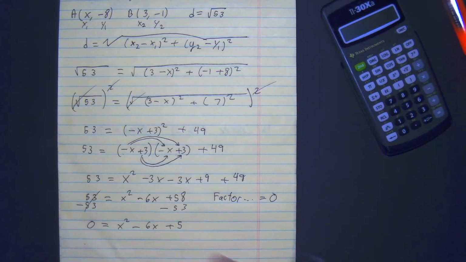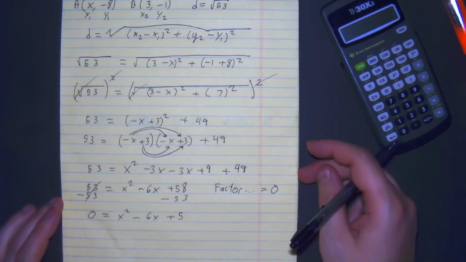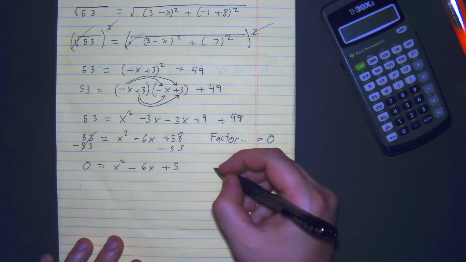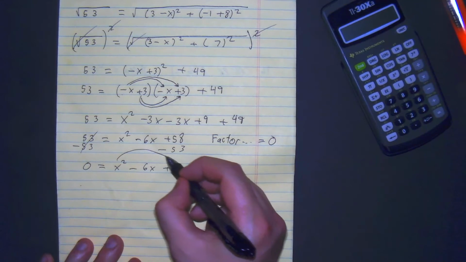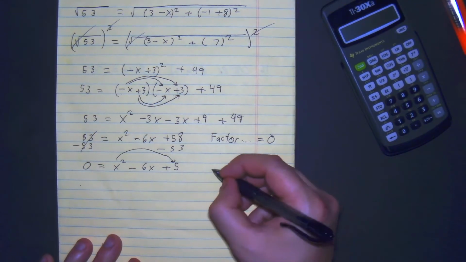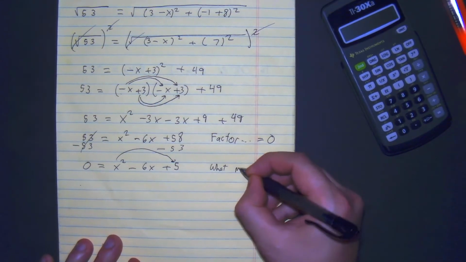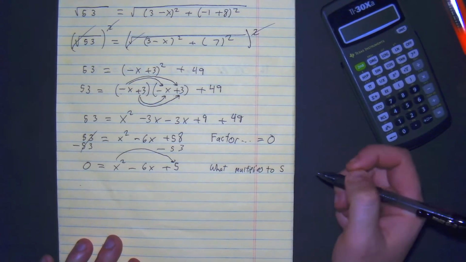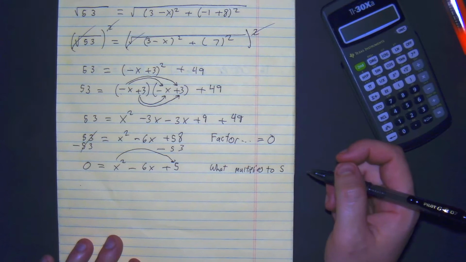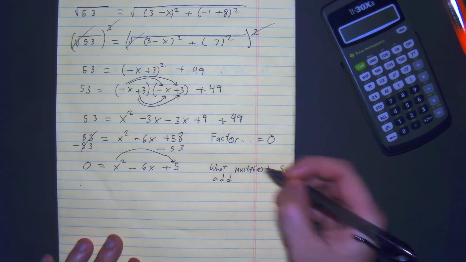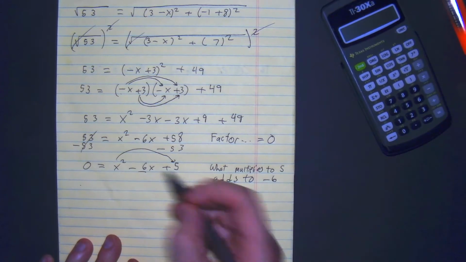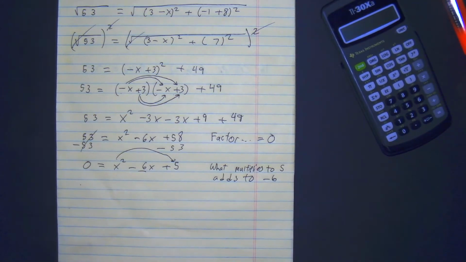So, how do you factor? Well, this is back to your Algebra 1 course. 1 times 5. We need numbers that multiply to 5 but add to negative 6.